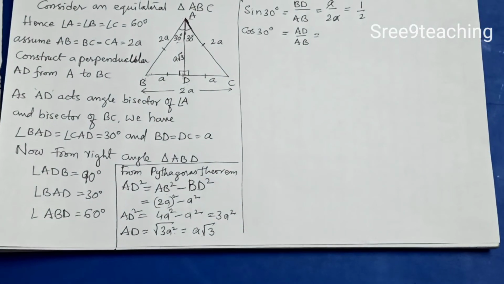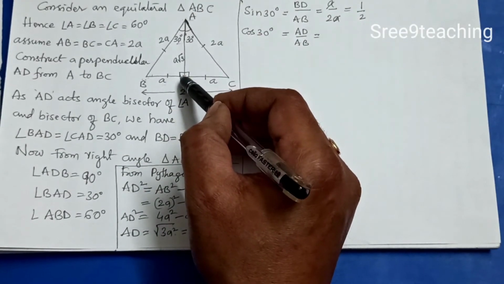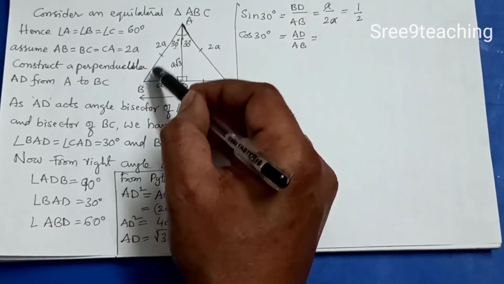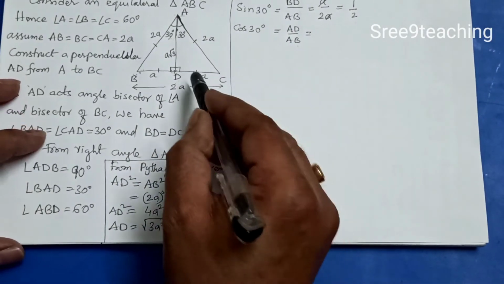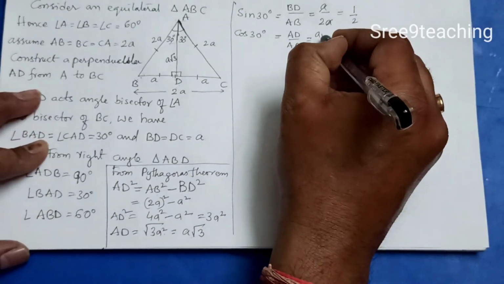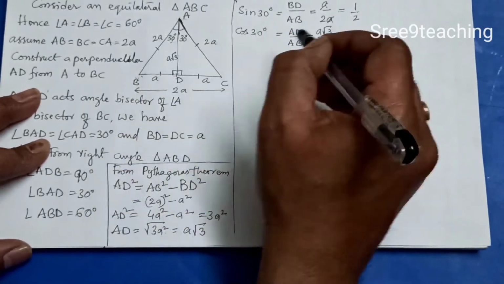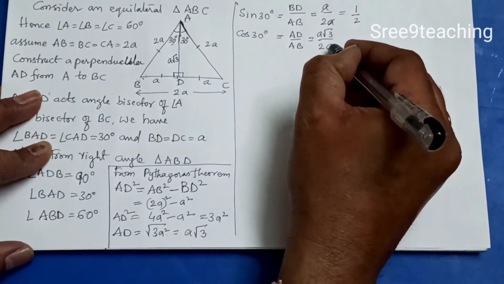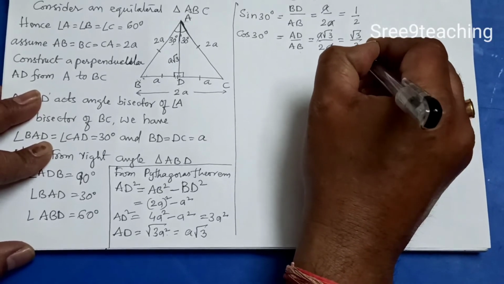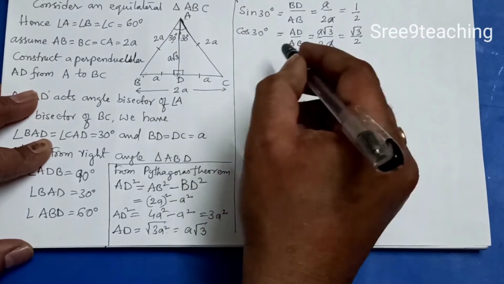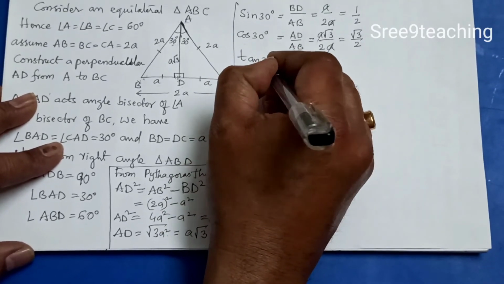Now for the 30 degrees, the adjacent side is AD and the hypotenuse is AB. So AD by AB: AD we got as A root 3, by AB, which is 2A. Now A gets cancelled, and what remains is root 3 by 2. Yes, good. Now we got cos 30 degrees as root 3 by 2. Let us find tan 30 degrees easily.